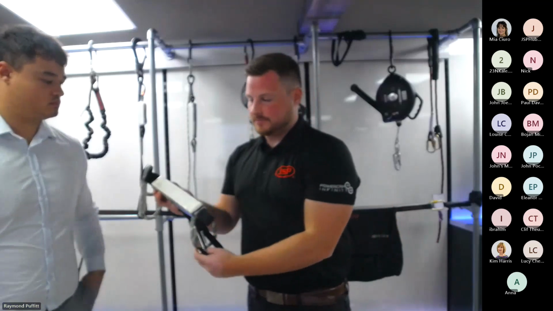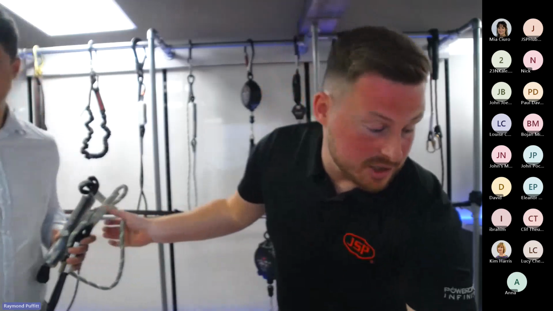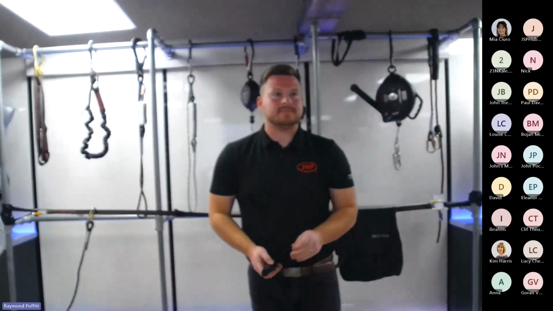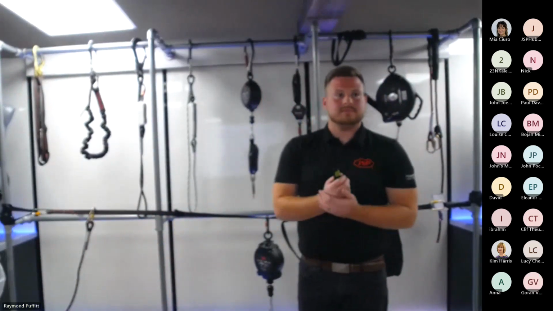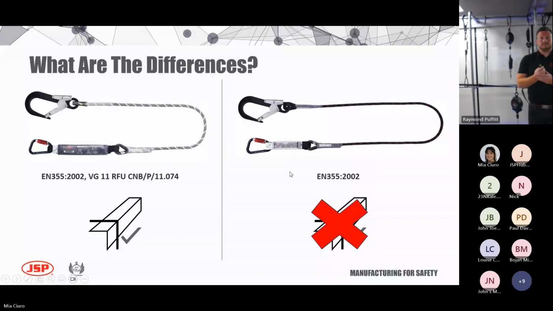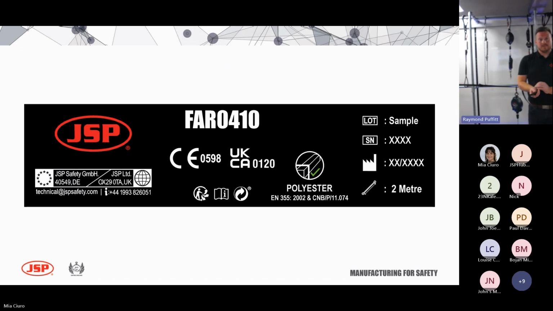Okay. For me, we can just bring the slides back up. Okay, so this is the example of how the label of the lanyard will look. Obviously, we've got the sharp edge icon, it's quite clear as day, and below that you've got the standards that it meets, which obviously we have the sharp edge standard in there.